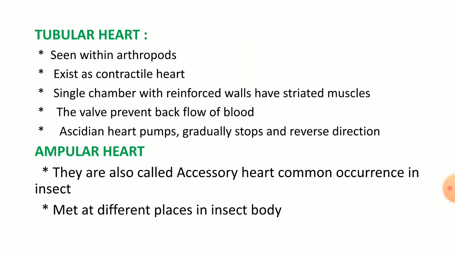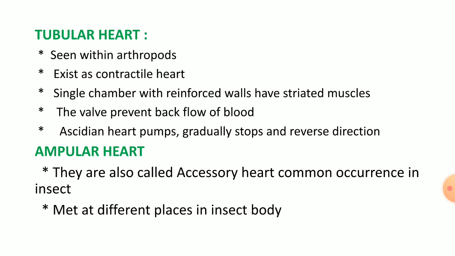Then another one is tubular heart, seen in arthropods. It exists as a contractile heart, a single chamber with reinforced walls made up of striated muscles. The valve prevents backflow of blood. In Ascidians, the heart pumps, then gradually stops and reverses direction. The Ascidians have a tubular heart which can pump blood, but it gradually stops and the blood can flow in the reverse direction.